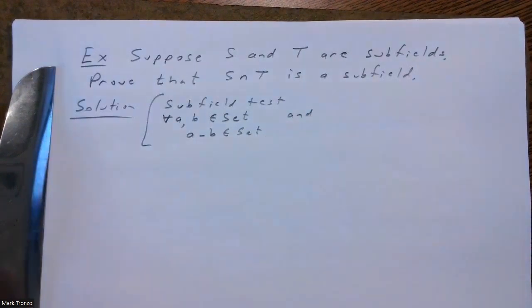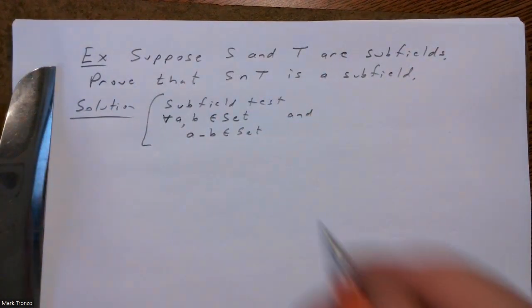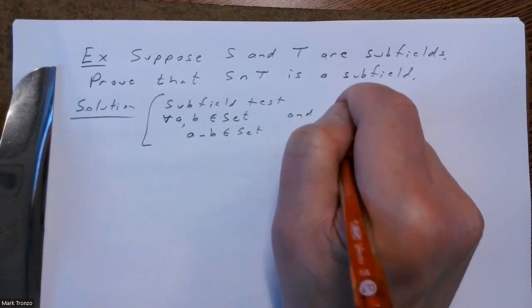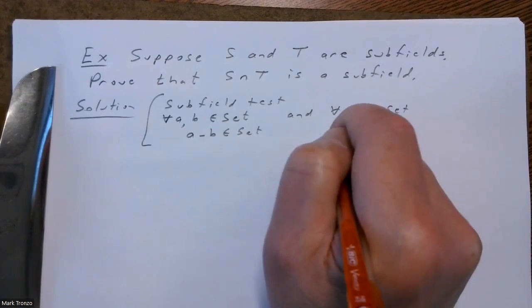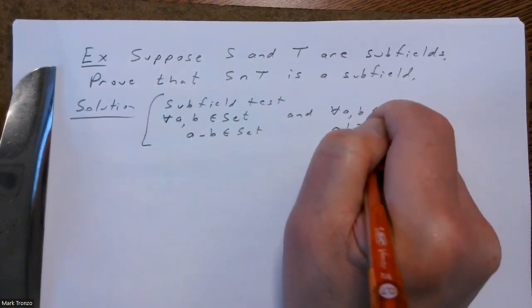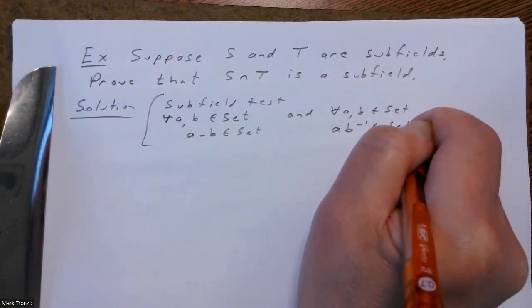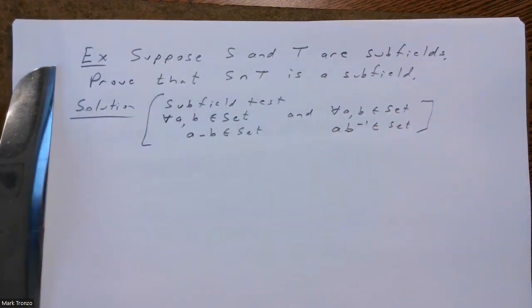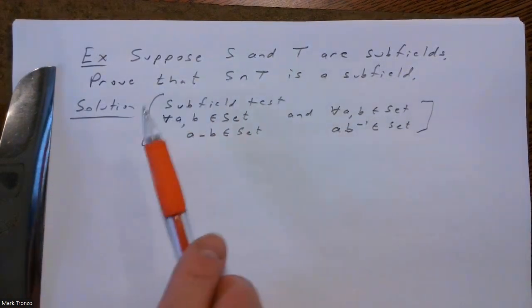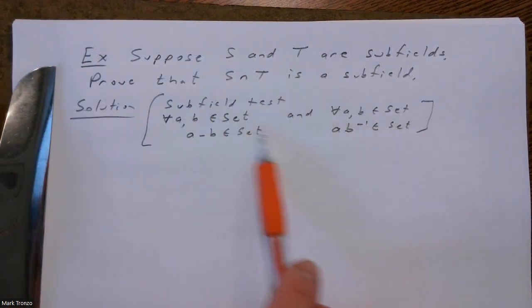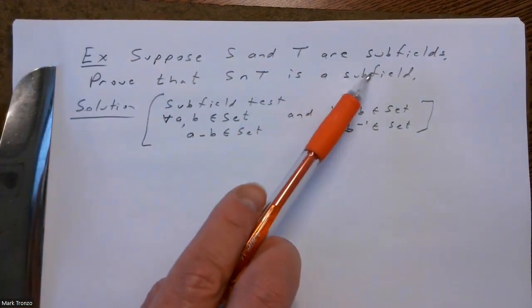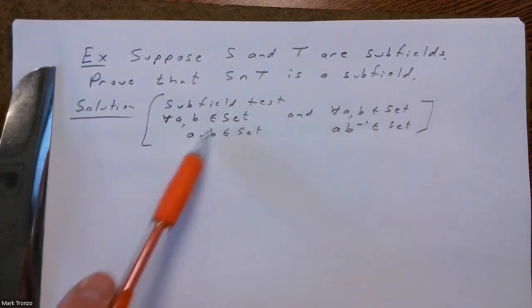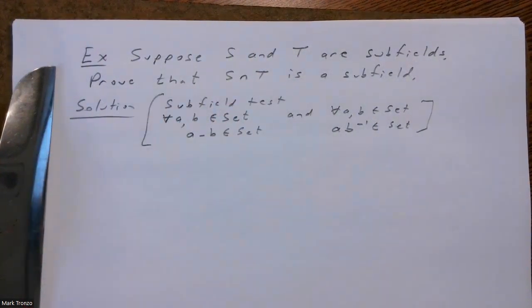And as we said before, for all A and B in the set, we have A times B inverse is in the set. That was our subfield test that we mentioned a couple days ago. This is what's nice about it: using these tests, you only have to test a couple things. If you know something is a subset of a field, then you just have to use these tests. Let's take a look at this.